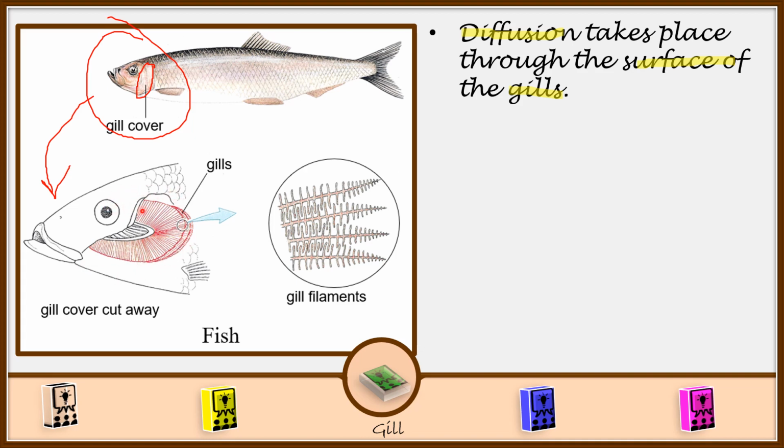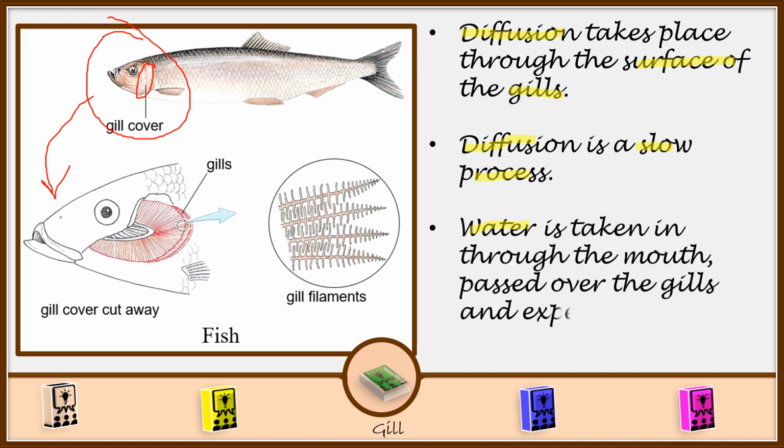And these gills, they have filaments. If you magnify the filaments, this is what you are going to see how they look. That is, the diffusion takes place on the surface of the gills. Diffusion is a slow process.